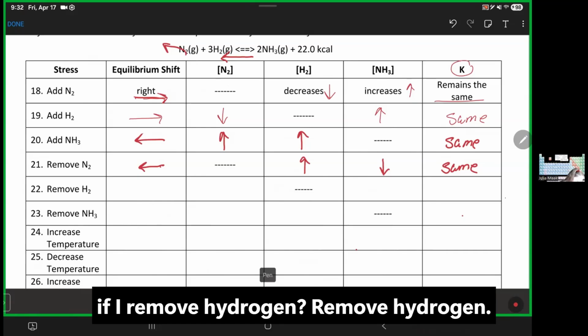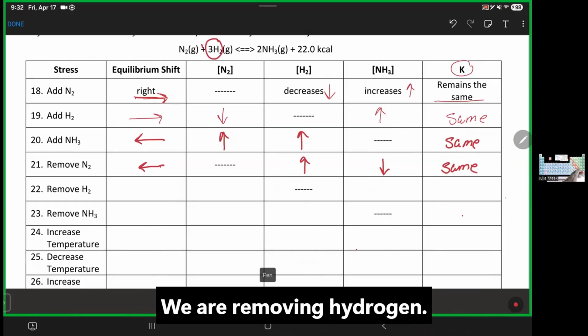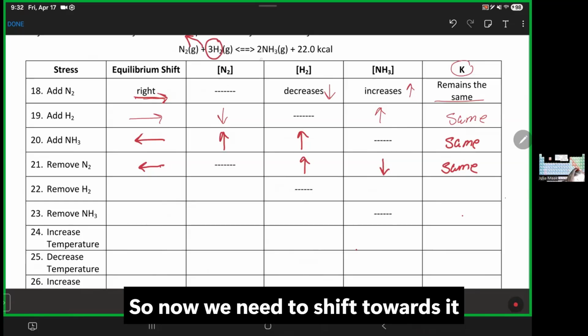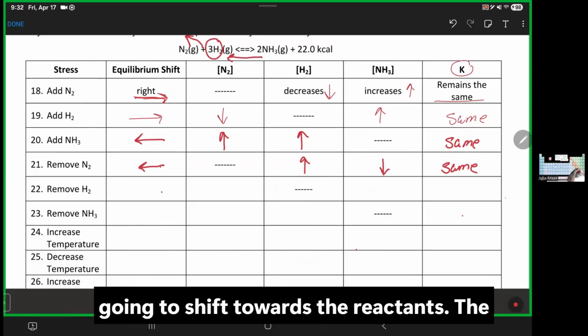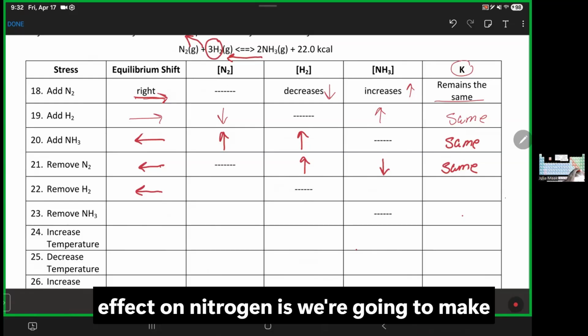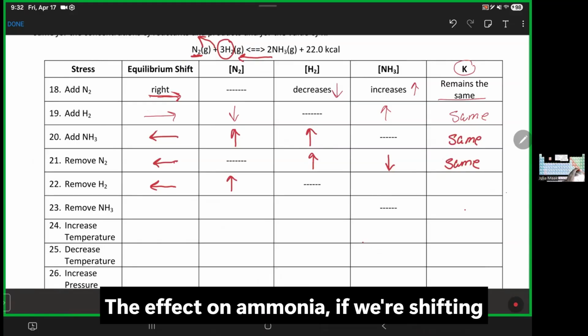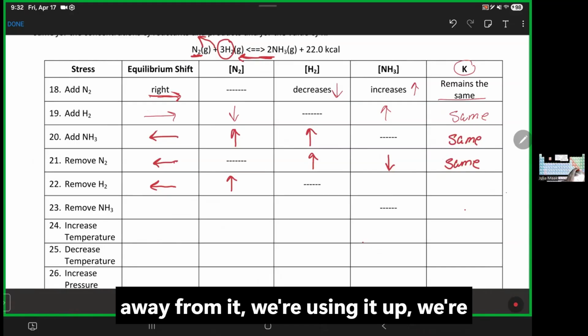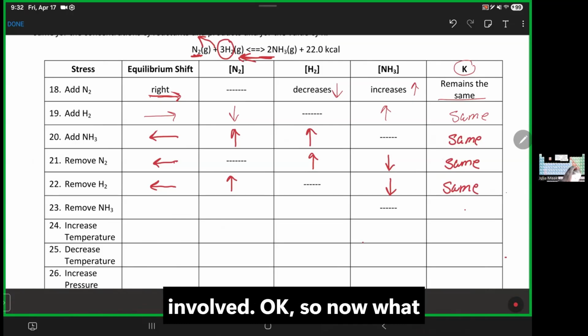Okay, what if I remove hydrogen? So now we are removing hydrogen. So now we need to shift towards it to make some more of it. So we're going to shift towards the reactants. The effect on nitrogen is we're going to make more of it. The effect on ammonia, if we're shifting away from it, we're using it up, so we're going to decrease it. And K stays the same because temperature was not involved.